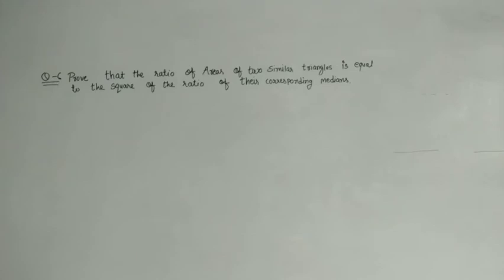Here I am reading the question. Prove that the ratio of the areas of two similar triangles is equal to the square of the ratio of their corresponding medians. So as always, it is one kind of theorem that we have to prove. Nothing is given to us. All things we have to design. So let us read it carefully.